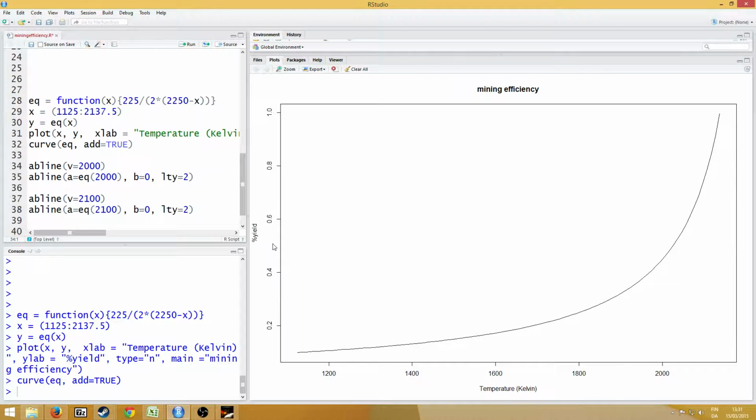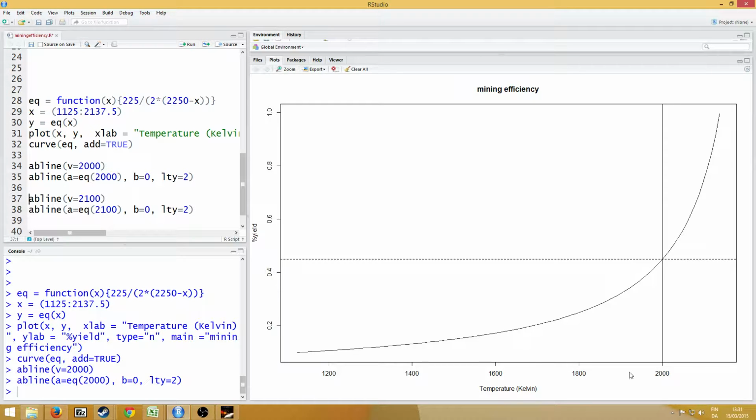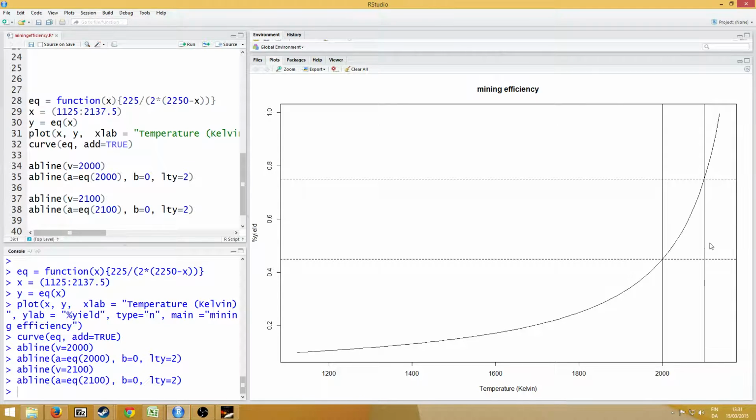So what's very interesting about this graph is that it actually shows that mining efficiency goes down really, really fast. So if you beam it 200 degrees Kelvin too little, so on 2000 degrees, you actually only get like half of the efficiency you would get normally. So the efficiency decreases really fast. And actually, if you would beam it at 2100 Kelvin, you actually have like 75% of the maximum yield.